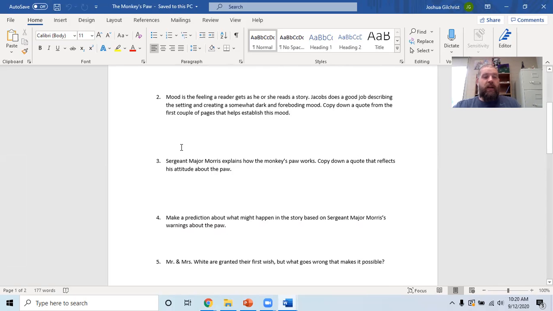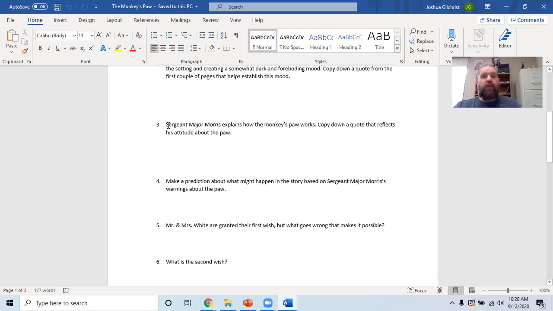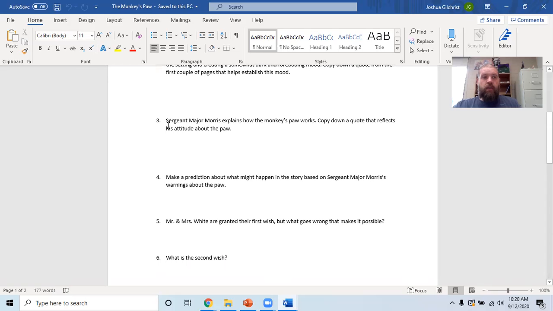So anyway, that's question number 2. Question number 3, as you're paying attention to the different characters, the White family, Mr. and Mrs. White and their son Herbert, have a visitor who comes, and he has the monkey's paw, and he explains how it works, but he has some feelings and some opinions about the paw. He says some things. I want you to pay attention to what his attitude is about the paw and copy down a quote that reflects his attitude.